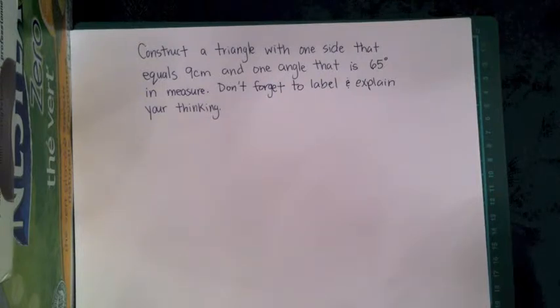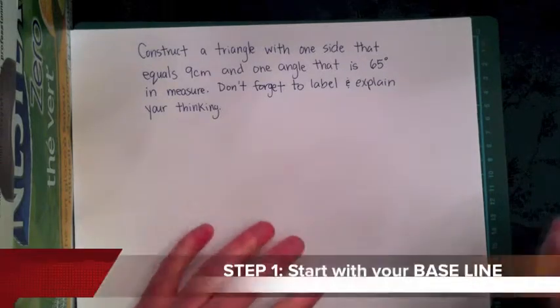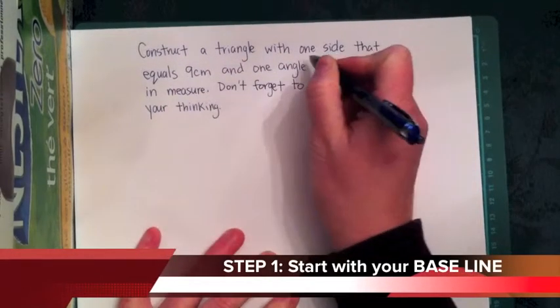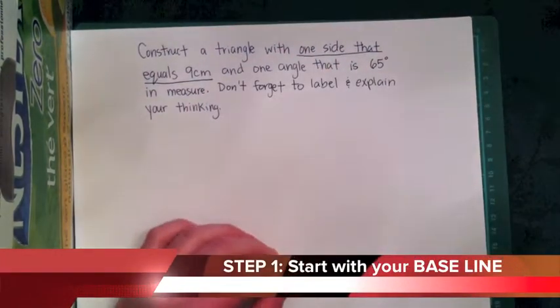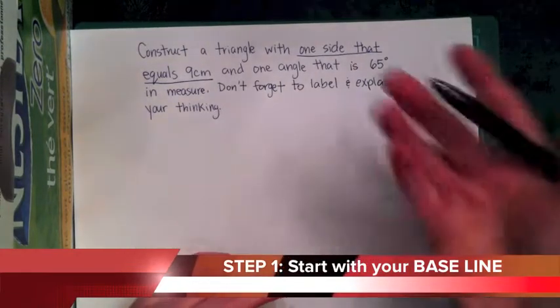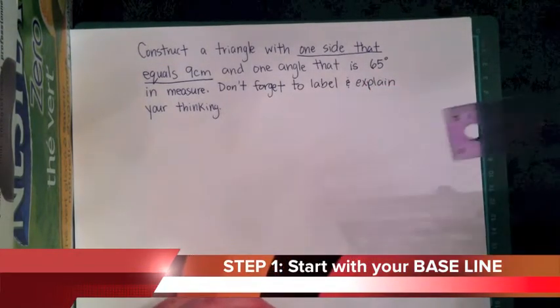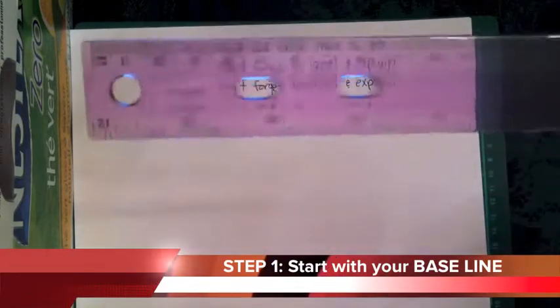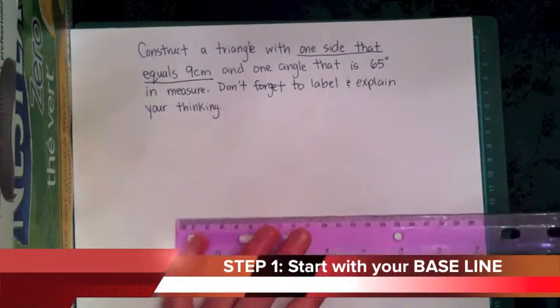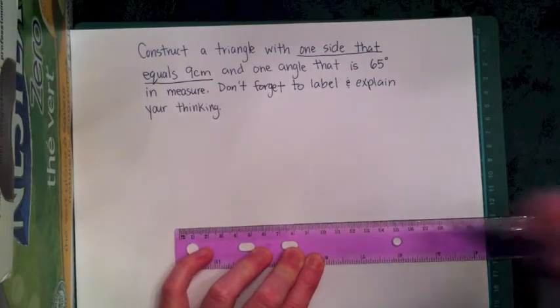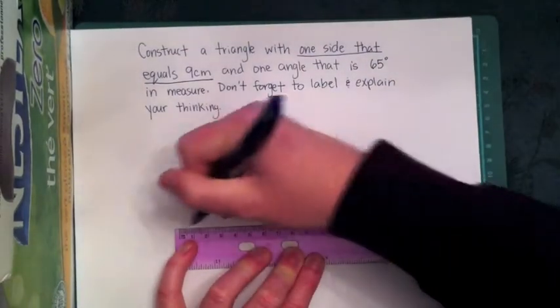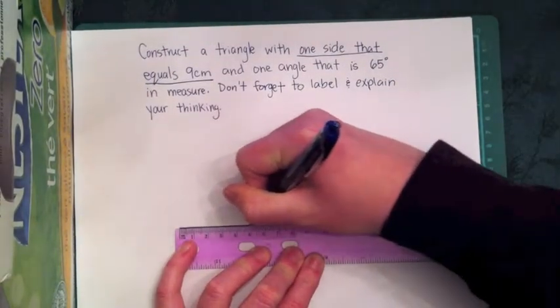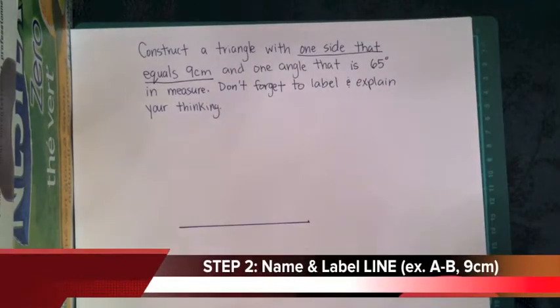So using the steps that we go through to make a triangle, we need to start with the baseline, one side of the triangle that equals 9 centimeters. It's really important to underline the keywords, and that is one of them for this example. So you have a ruler, and we are going to start off by making the baseline. So 9 centimeters is here. I'm going to draw my line and connect those two.